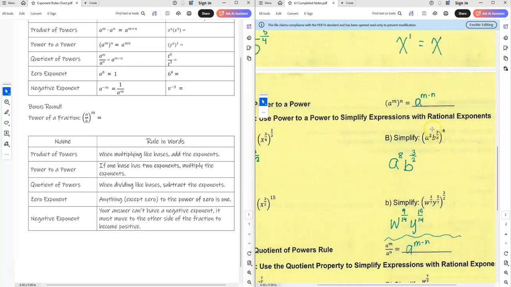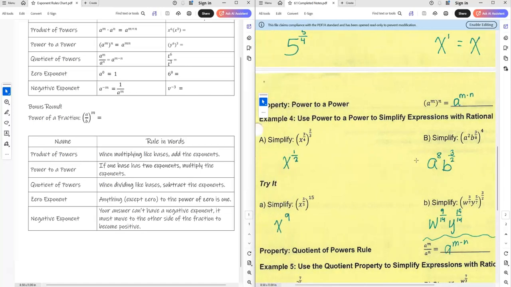Another rule we have is that if there's no addition or subtraction inside the parentheses, we raise everything inside the parentheses to the exponent on the outside. So a to the second and then to the fourth. We have a one time, but that a has 2 exponents. So 2 times 4 gives you 8, and then 3/8 times 4 is 3 over 2. And we're just doing the same thing over and over again.